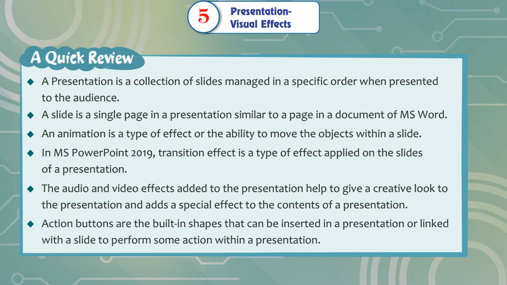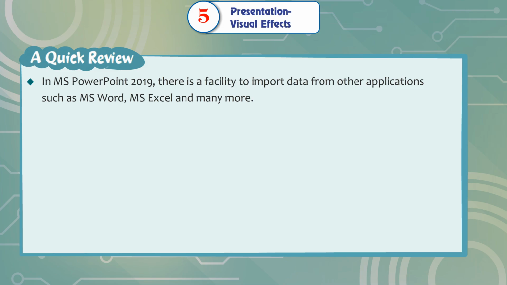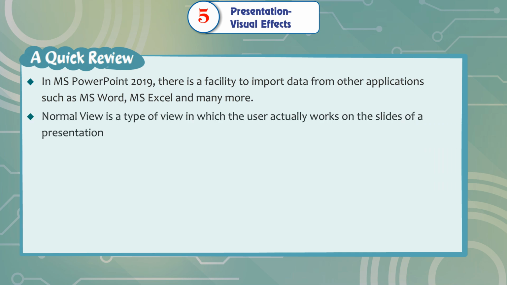Action buttons are the built-in shapes that can be inserted in a presentation or linked with a slide to perform some action within a presentation. In MS PowerPoint 2019, there is a facility to import data from other applications such as MS Word, MS Excel, and many more. Normal view is a type of view in which the user actually works on the slides of a presentation.